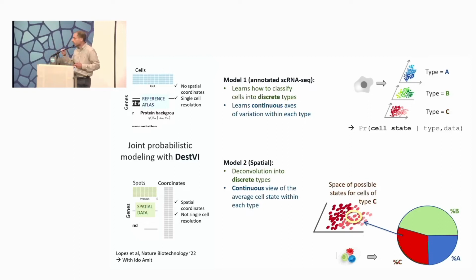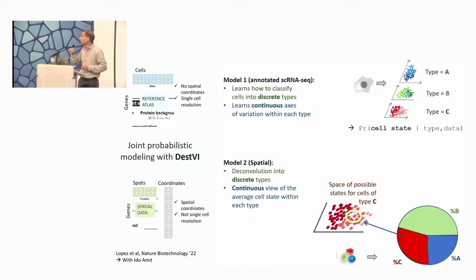The second part of the model acts on the spatial data, and it gets a spot, and it does two things. First of all, it gives us this pie chart, if you will, an estimation of what percentage of representation I have from every cell type in my spot. But then for each and every cell type, it also gives us the state of the cells coming from this cell type inside my spot, right? So it's a two-level analysis.